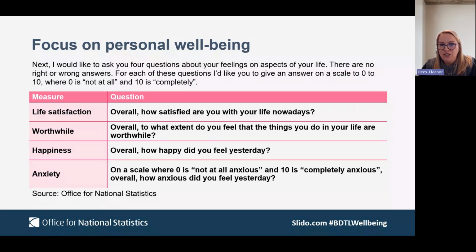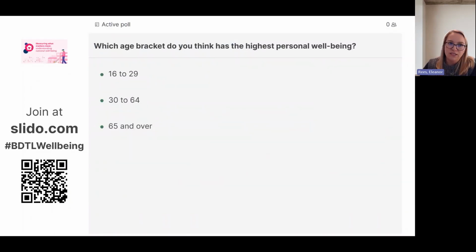So considering the questions that we've just reviewed, so this is life satisfaction, whether the things you do in life are worthwhile, feelings of happiness yesterday, and feelings of anxiety yesterday. At what age do you think personal well-being is the highest? You should have 3 options available to you to cover the 3 broad age groups on Slido for you to have a look at and answer.